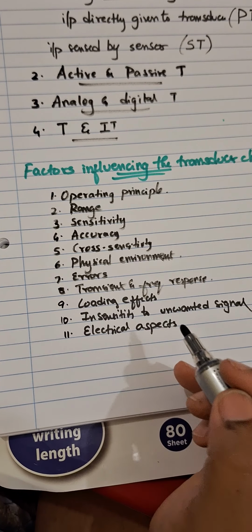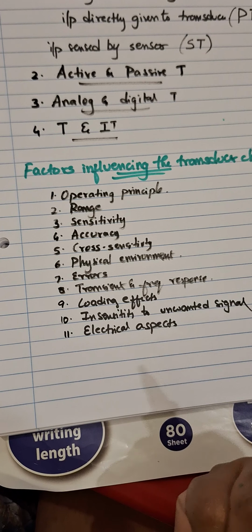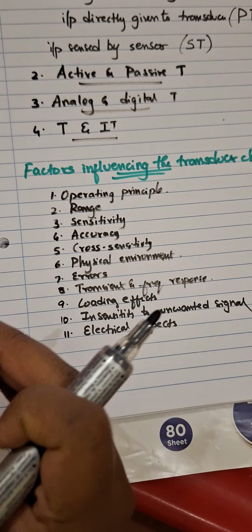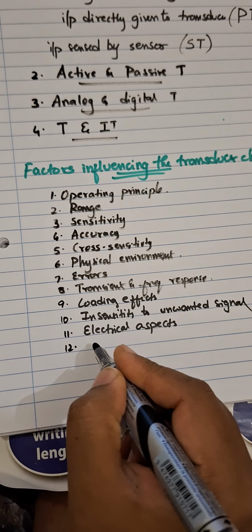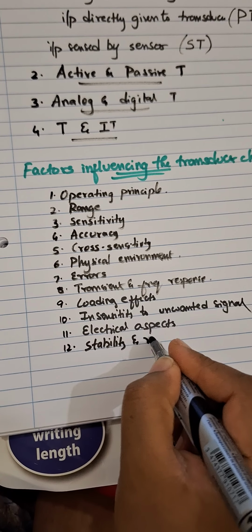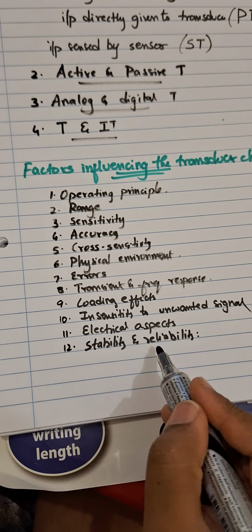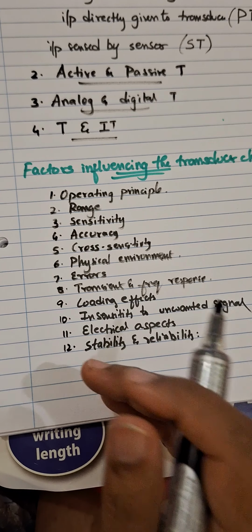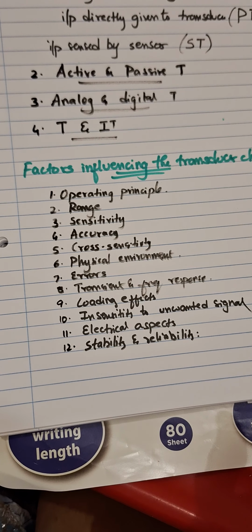Next is electrical aspects. The electrical aspects to consider when you are selecting the transducer include the length of the wire you are using, meaning the cable, what is the length of it, how it is going. All this also should be considered. Then the 12th one is stability and reliability. When we were talking about basic requirements, we discussed this. It should be stable and reliable. The same thing applies here. Reliability should always be high and stability should allow the system to operate very pleasantly.